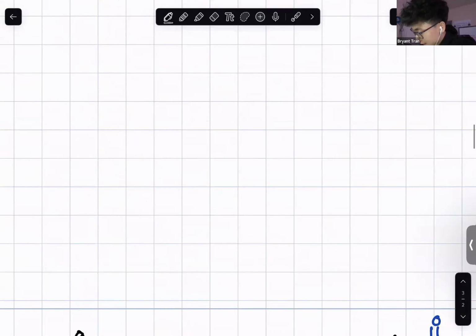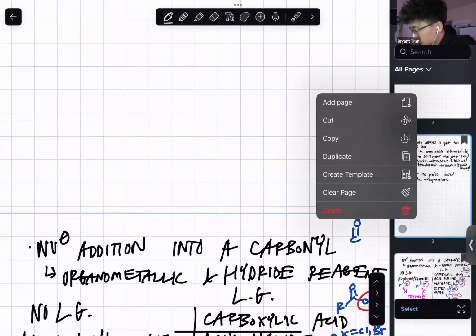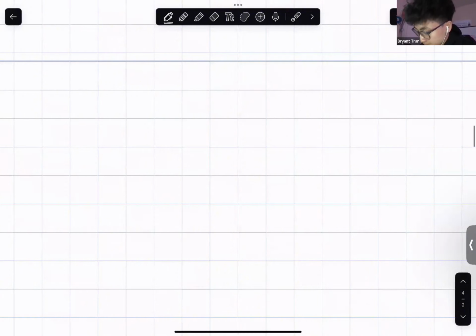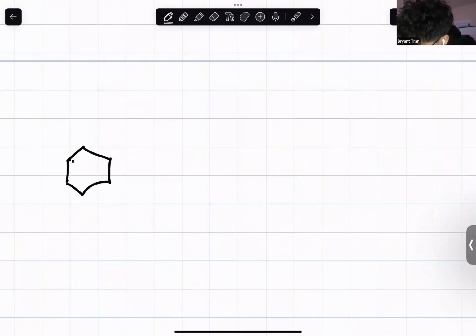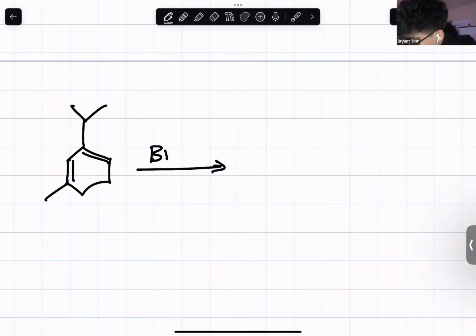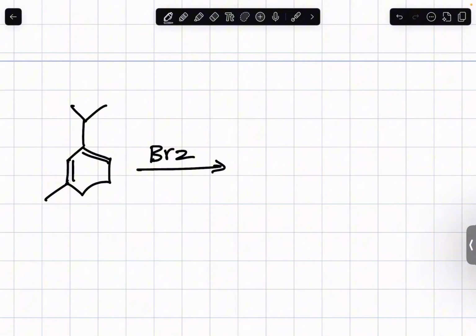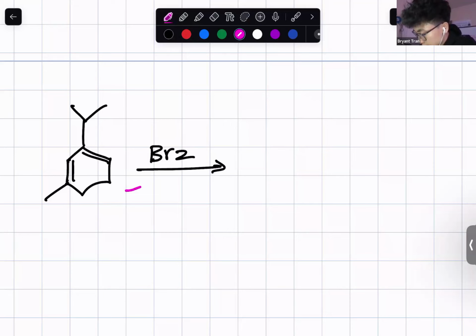Now I'm going to show you the one with X2 instead of HX. Let's say we have something like this, and we react this with Br2, at negative 78 degrees Celsius for kinetic, and 40 degrees Celsius for thermodynamic.